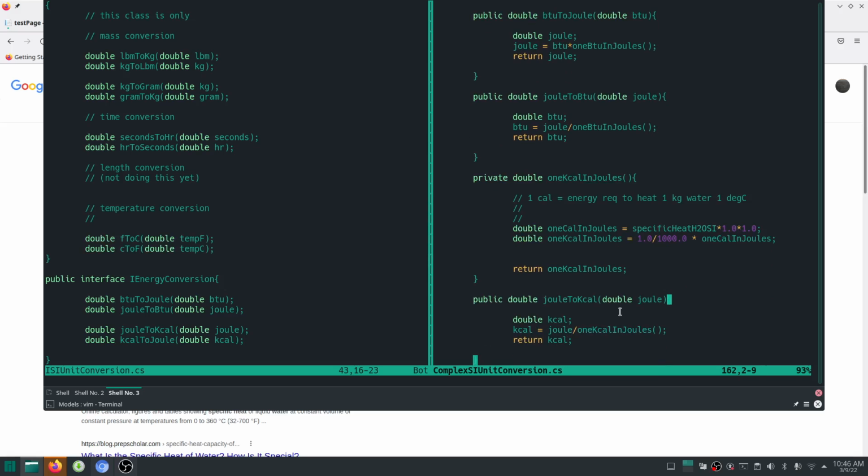1 kilocalorie or 1 calorie is actually the energy required to heat 1 kg of water by 1 degree C. So 1 calorie in joules is just the specific heat of water in SI units. And then 1 kilocalorie in joules is just that divided by 1000.